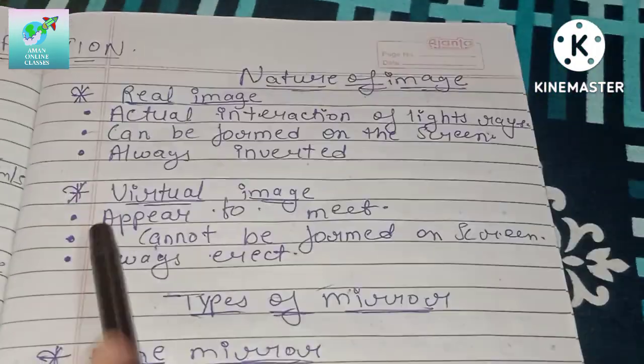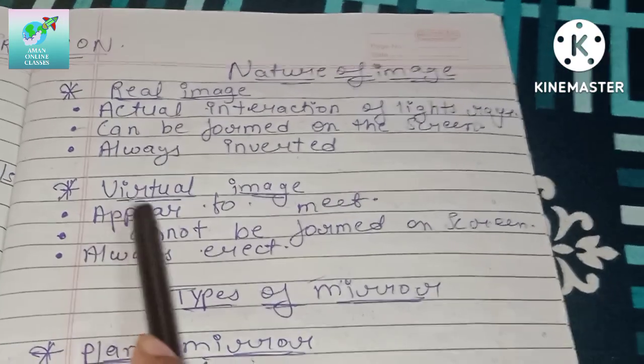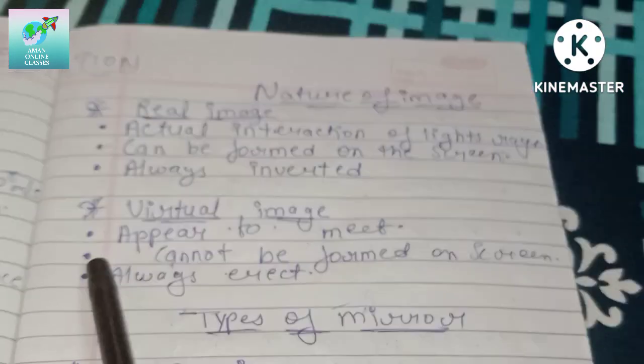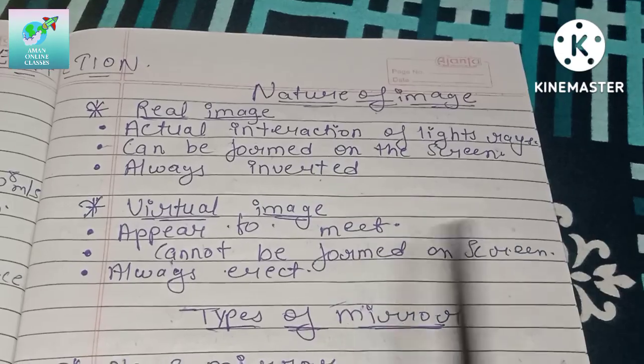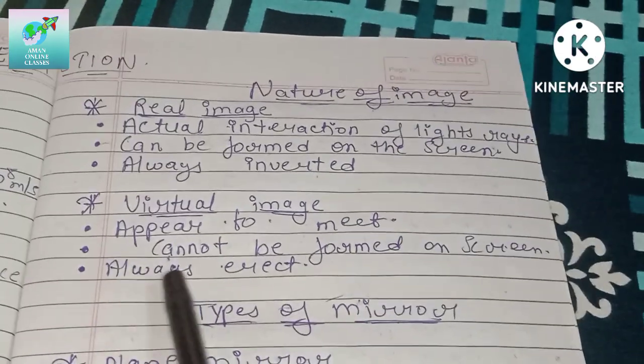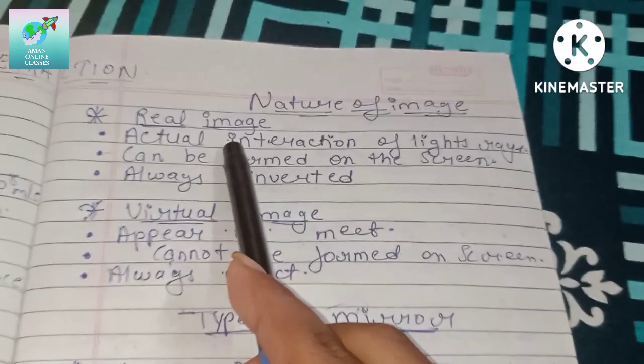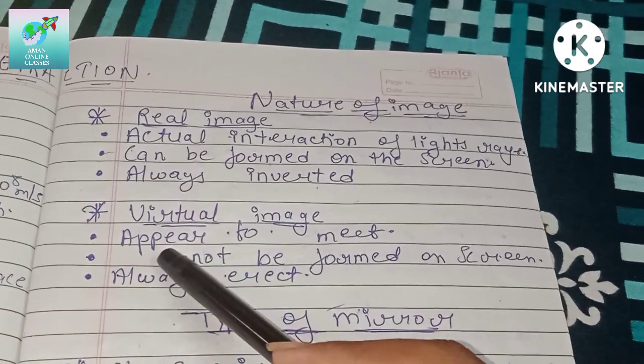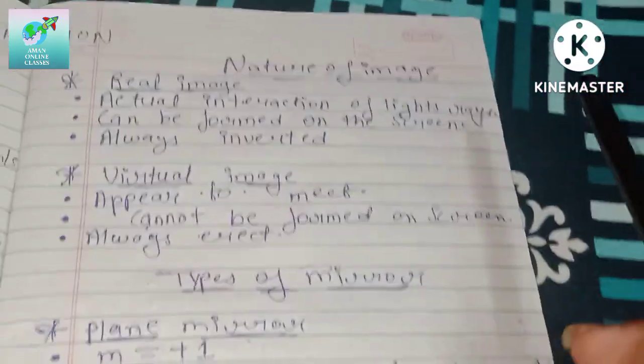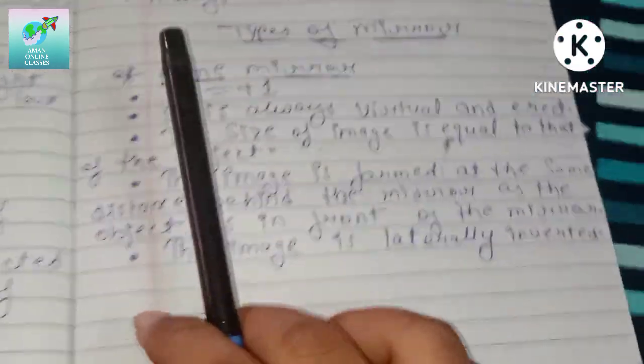Virtual image. Point number 1, appear to meet. Point number 2, cannot be formed on screen. Point number 3, always erect. All the points are the opposite of a real image. Okay, let's move to types of mirror.